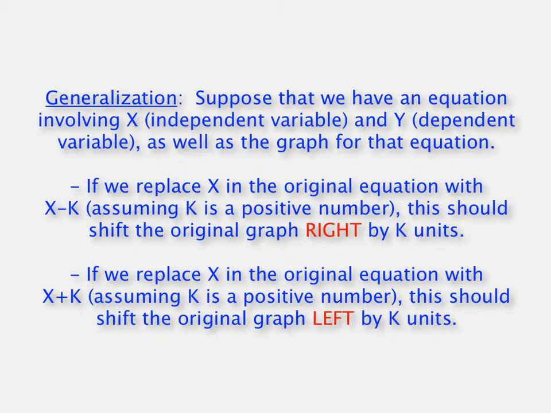And if we were to replace the x in the original equation with an x plus k, this should shift the original graph to the left by k units. Now note, so far we've only investigated graphs that were lines, but this change in the equation is going to have that same change in the graph no matter what graph we're looking at and no matter what equation we're looking at. And we're going to explore a couple of those examples right now.